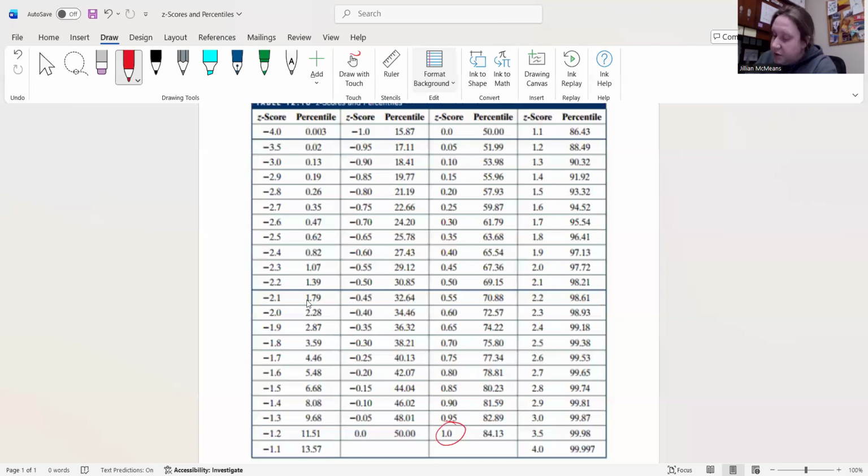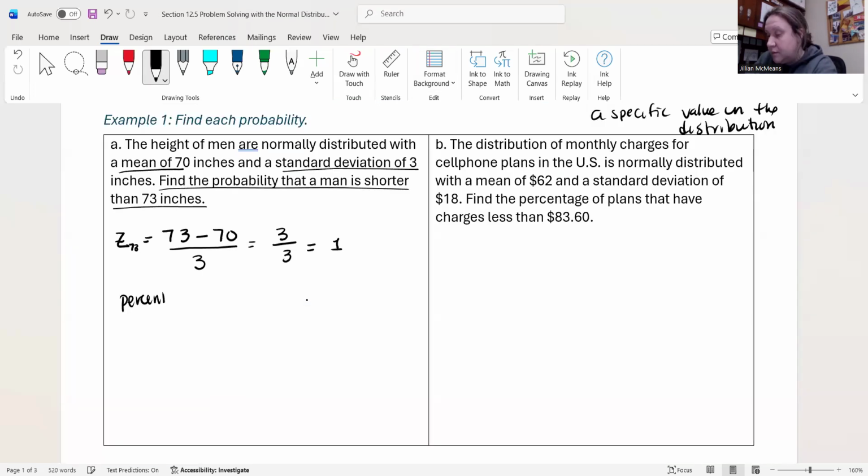All right, so the percentile is 84.13%. And this represents the data items or the percentage of data items that represent men shorter than 73 inches. So 84.13% of men are shorter than 73 inches. And I do want to put approximately here.